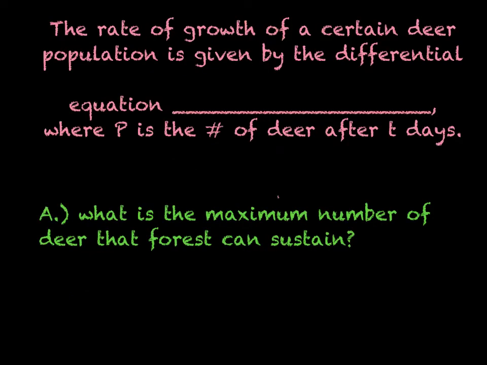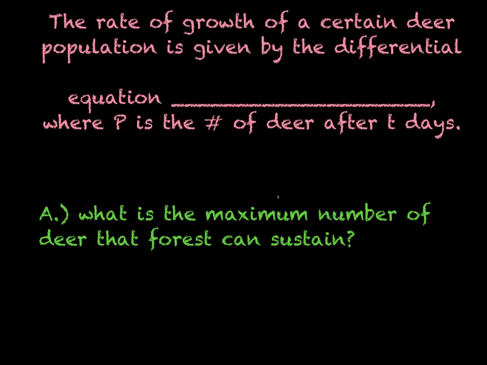All right, here's a good practice one for us. It says the rate of growth of a certain deer population is given by the differential equation. Whoops, got to get the pen here. Go. All right, dP/dt equals P over 50 times the quantity 700 minus P over 3, where P is the number of deer after t days have elapsed or gone by. So the question becomes, what is the maximum number of deer that the forest can sustain? And that is basically your carrying capacity.